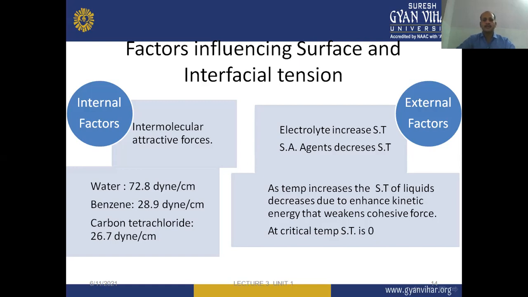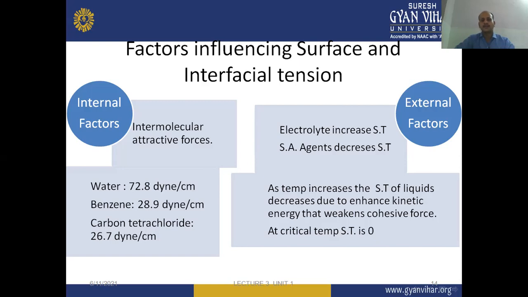And a very important factor is temperature. As temperature increases, the surface tension of a liquid decreases due to the enhanced kinetic energy that overcomes the cohesive force. At critical temperature, the surface tension value will be zero. So as the temperature increases, the kinetic energy of the molecules also increases, it overcomes the cohesive forces, and the surface tension value decreases.